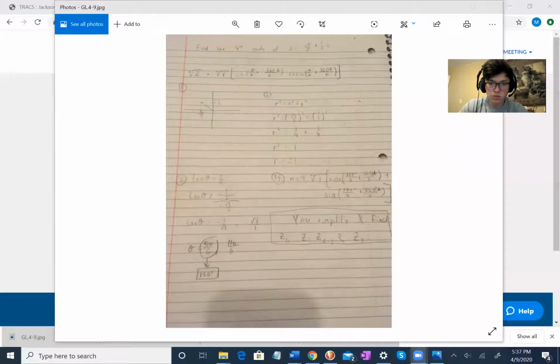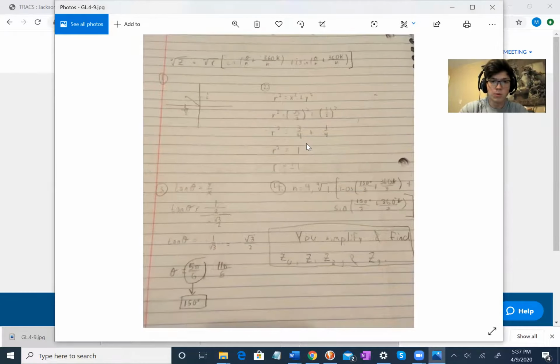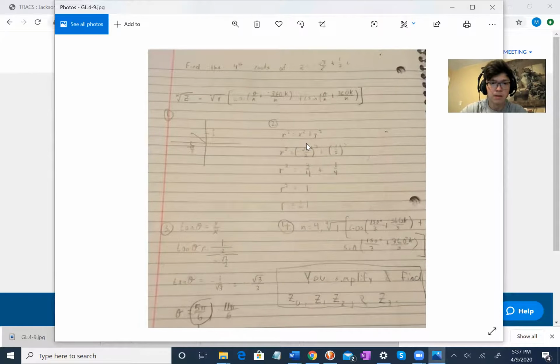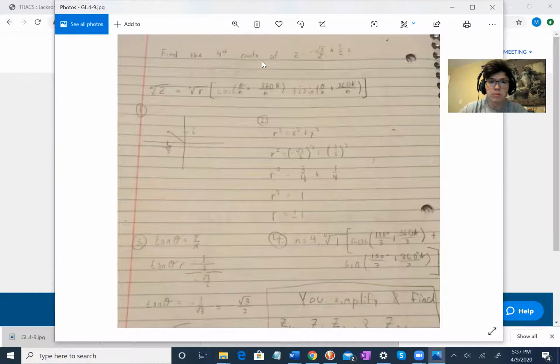Okay, so I'm just going to do a quick little overview of finding roots, okay? That's what we were going to work on today. So this says, find the fourth roots of z equals negative root 3 over 2 plus 1/2 i. If you notice, this is in rectangular form, right? You can tell because there's no cosine or sine, okay?